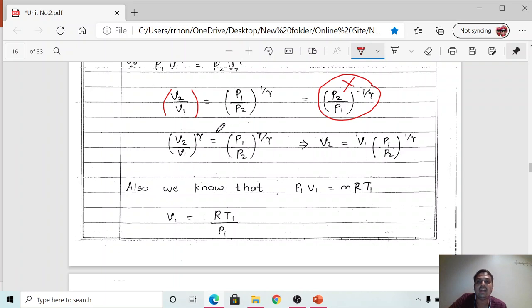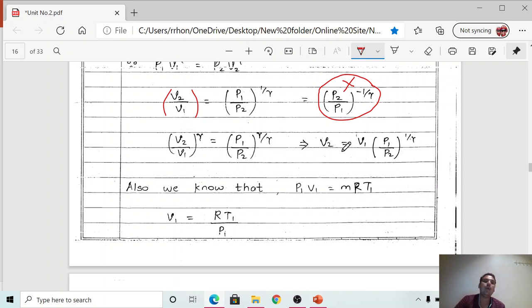Initially what we are doing: V2 by V1 is equal to P1 by P2 raised to 1 by gamma. So take the gamma term to the left side as well as to the right side. If you write gamma into 1, that is gamma by gamma, and here also gamma by gamma. So this gamma and this gamma can be cancelled with each other. The meaning is the same. There is no change in the meaning of this one. So we can write this equation in this form also.